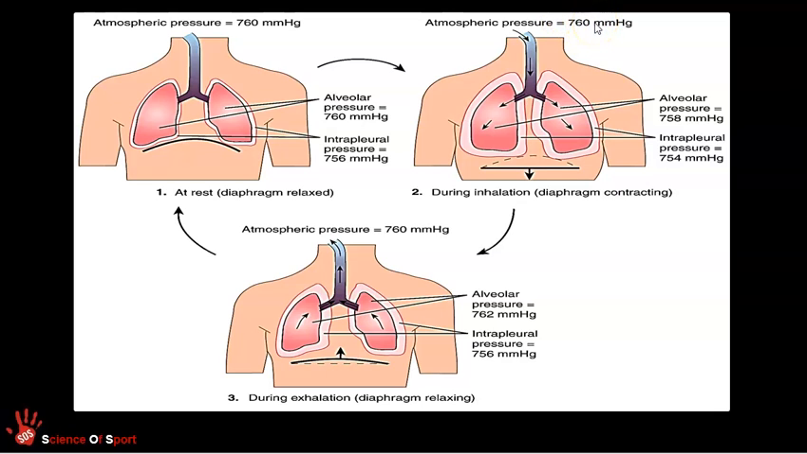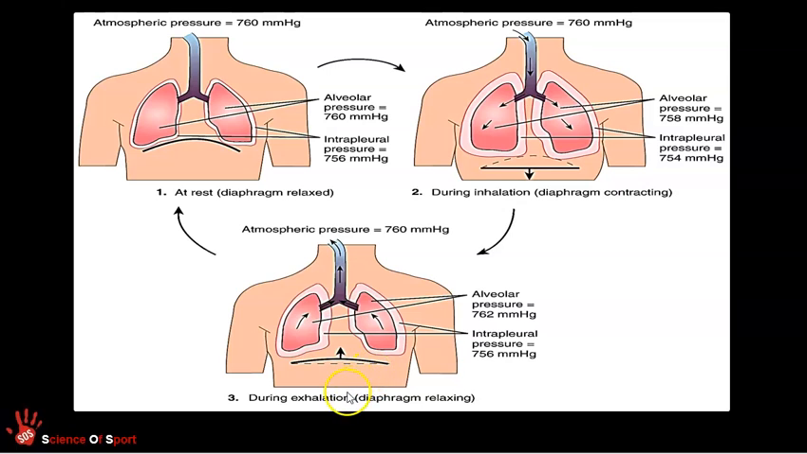So from our other rule, which is that things move from high to low, it makes sense, therefore, that air from the atmosphere, where it's relatively higher, is sucked into our lungs, where it's relatively lower. Hence, we breathe in air.